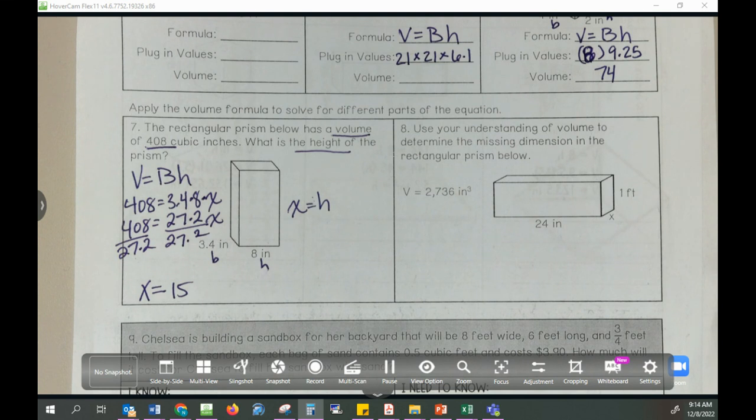I divided this by 24. What did you get, 114 or something like that? Yeah. Okay, so 114. And then because this is feet and this is inches, I converted this into inches. 1 foot is 12 inches. So then I divided this by 12, and then I got 9.5.